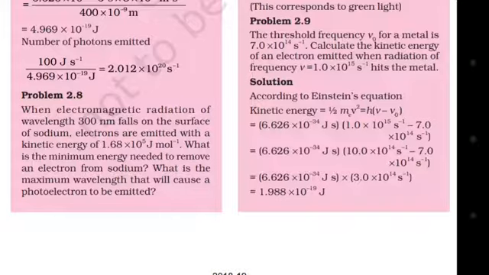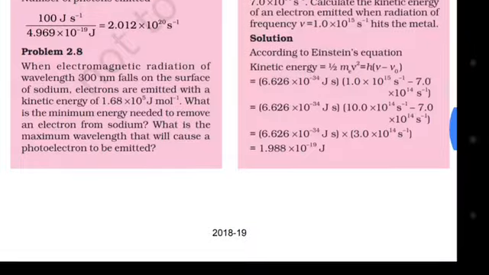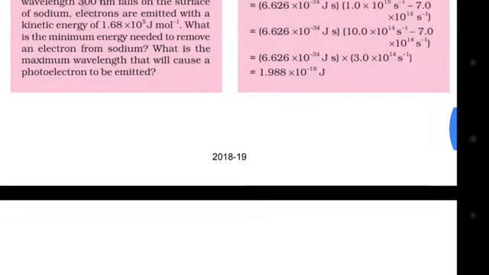Solution. According to Einstein's equation, kinetic energy = ½ mv² = h(ν − ν0) = 6.626 × 10^-34 joule second × (1.0 × 10^15 per second − 7.0 × 10^14 per second) = 6.626 × 10^-34 joule second × (10.0 × 10^14 per second − 7.0 × 10^14 per second) = 6.626 × 10^-34 joule second × 3.0 × 10^14 per second = 1.988 × 10^-19 joule.